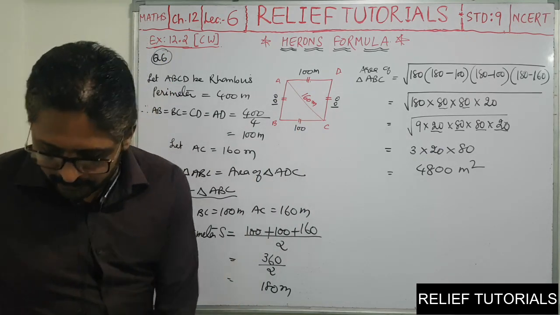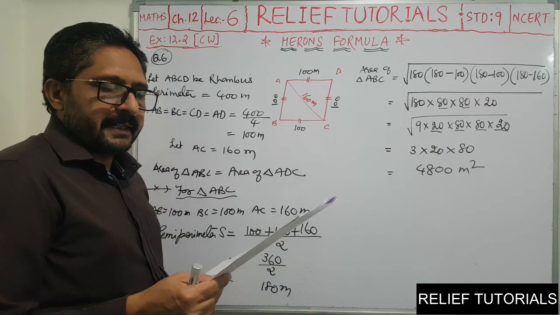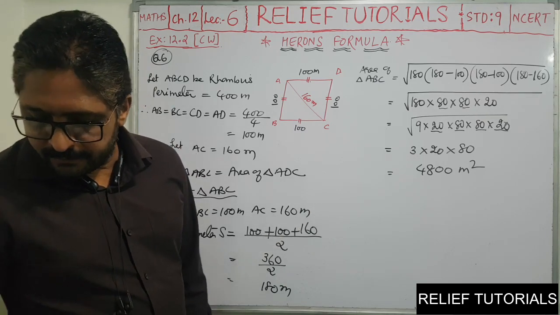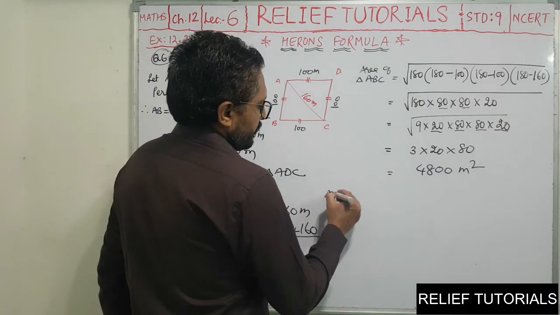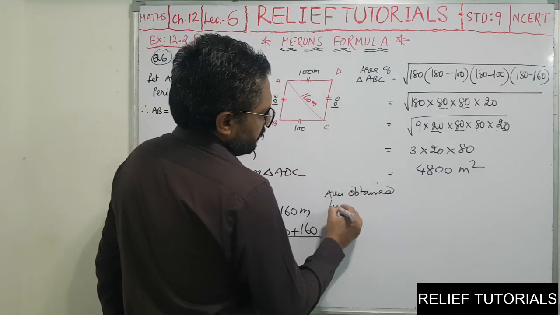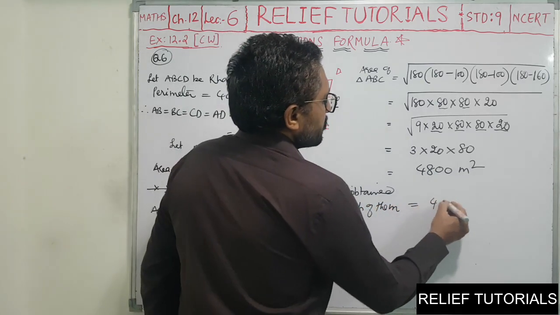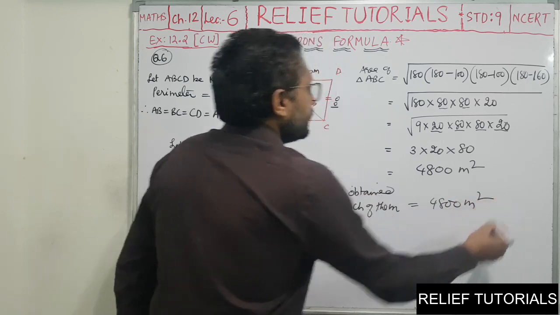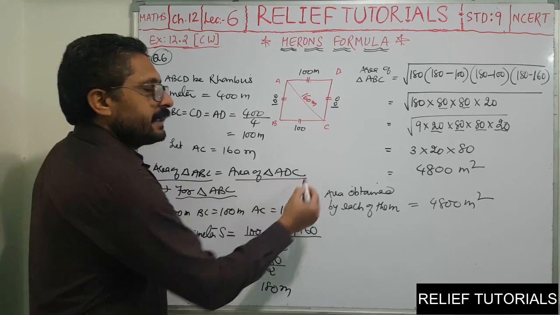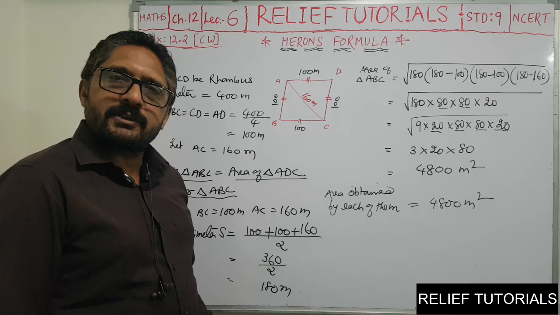So what we have to find out? We have to find out how much area each of them will get. So the area obtained by each of them is equal to 4800 meter square. Why? Because the area of triangle ABC is equal to the area of triangle ADC. So the area obtained by each of them is 4800 meter square.